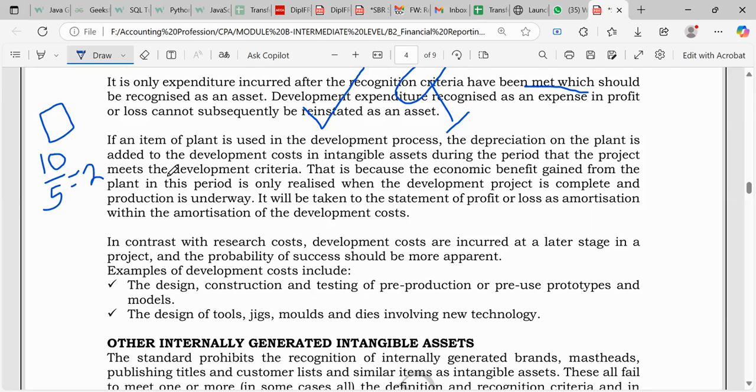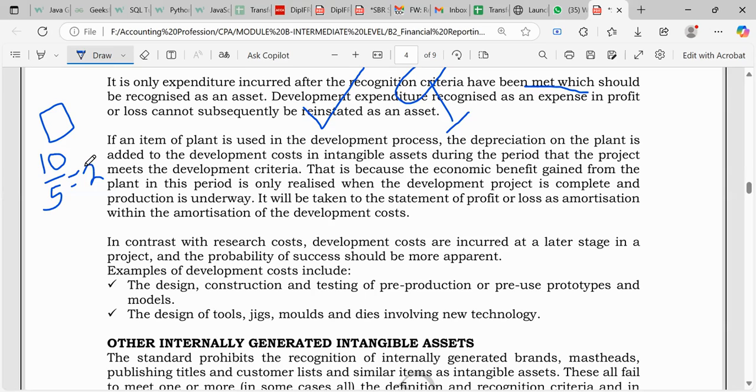But now, if that item is being used for the development process, it means it is being used to develop another asset. It is yet to be realized. Whatever goes to the income statement means that it has already done its job and it is now realized. That's the point you should get, right? So, if we are using that asset to create another asset, this is what we're going to do.